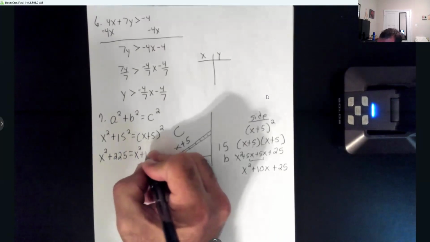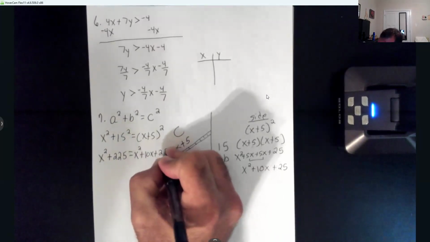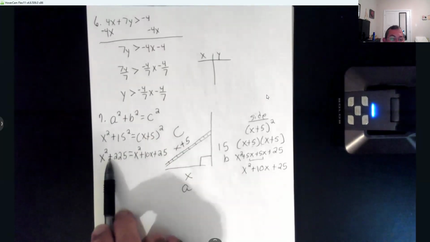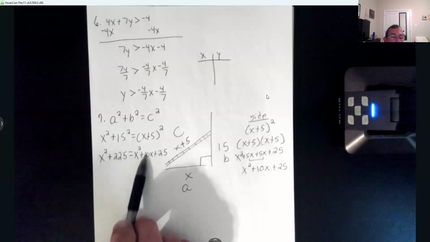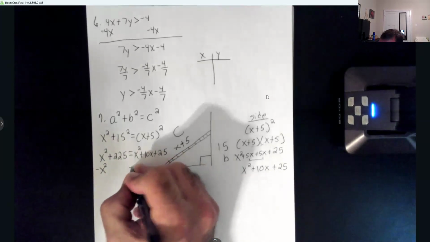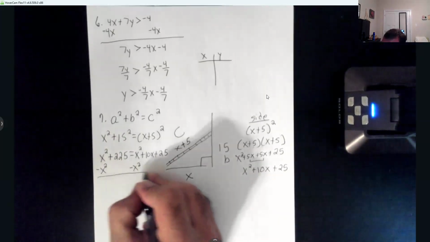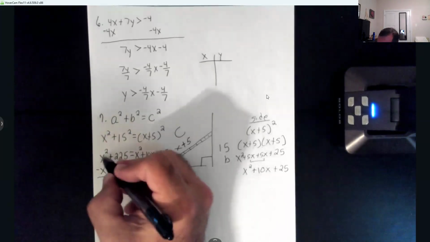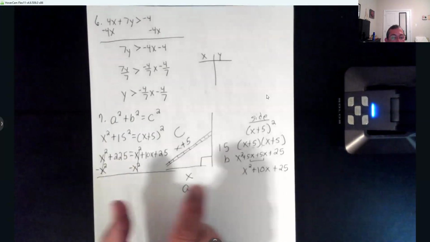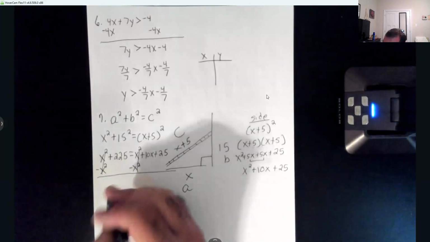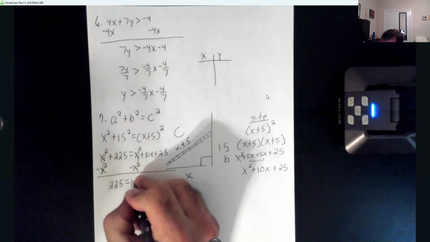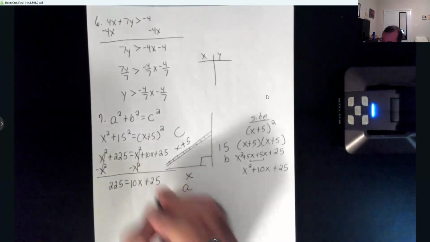X squared plus 10X plus 25. So y'all, right off the bat, it looks like it's quadratic. So we would try to get everything on one side equal to 0. But y'all, this is the one where if you try to move these X squares to the same side, look at that. They're canceling everywhere. So on the latter one, the X squared's always canceled out. And I got my 225 is going to equal my 10X plus 25.